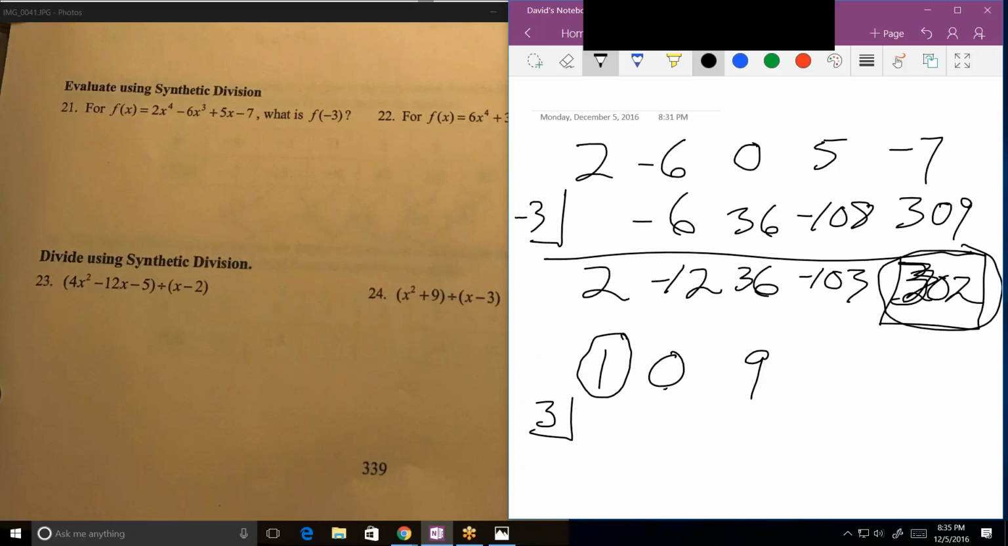And the synthetic division will produce the answer with that remainder. That very last number is the remainder. If that remainder is zero, well, then that's a factor of the polynomial. Okay. All right. Cool.